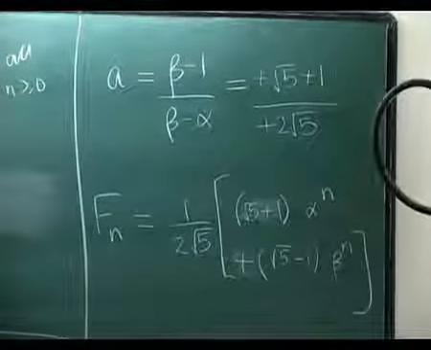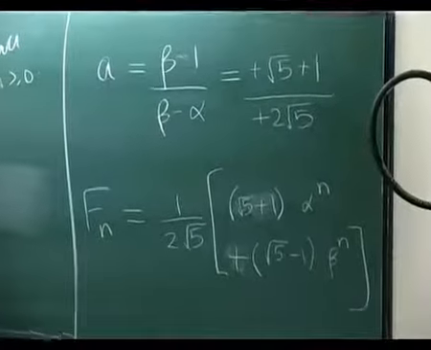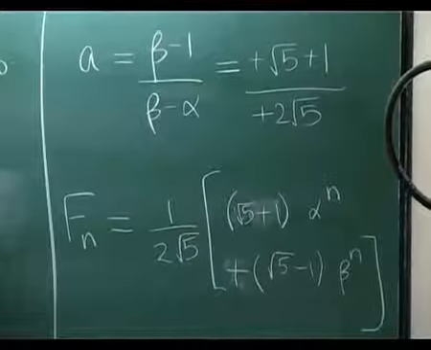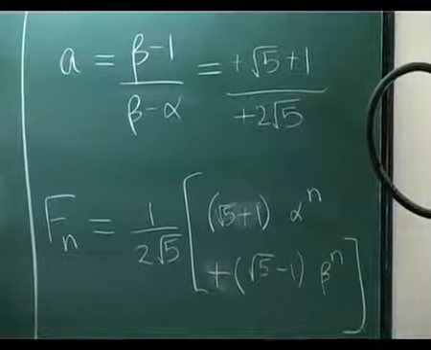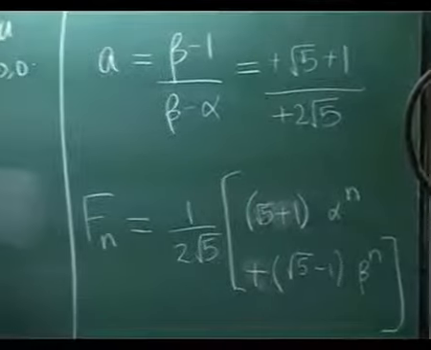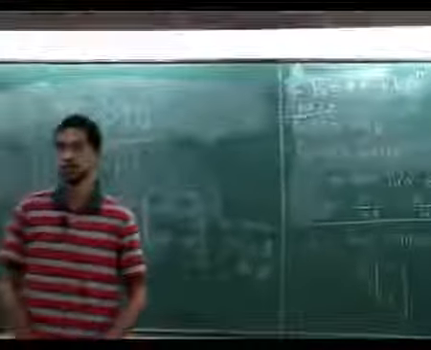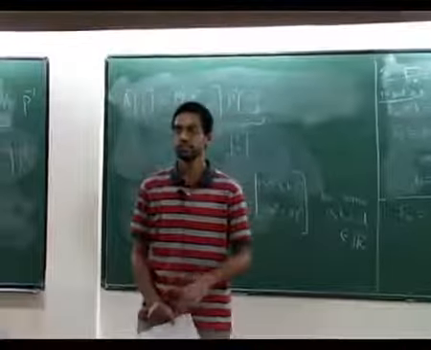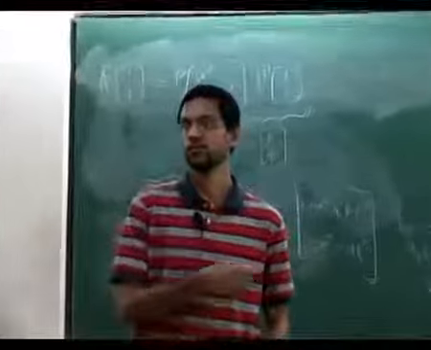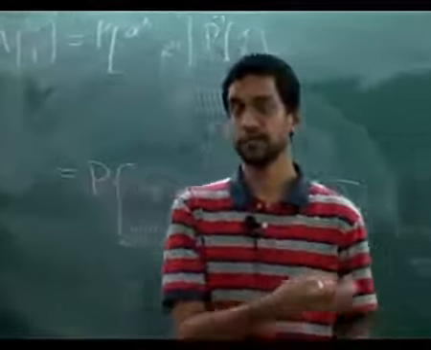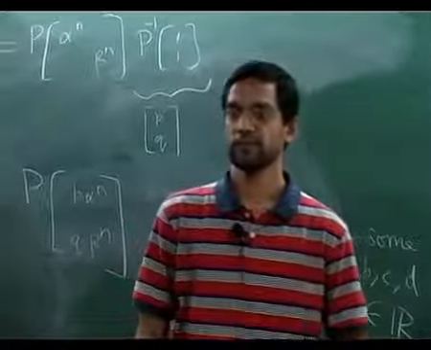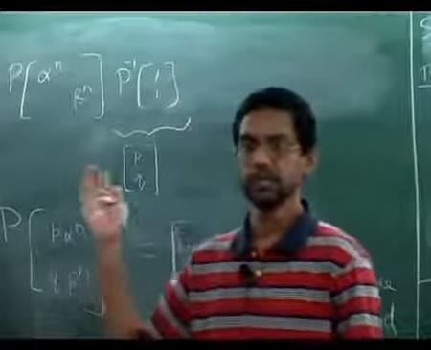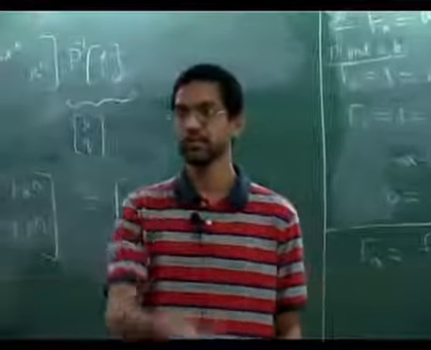Okay. So here's the formula for the nth Fibonacci number. It is 1 by 2 root 5 times (root 5 plus 1) into alpha power n plus (root 5 minus 1) into beta power n, where alpha and beta are those numbers, (1 plus root 5) by 2 and (1 minus root 5) by 2, right. So a priori, before you actually began this process, you could never have imagined that you will get such a formula for the nth Fibonacci number, because it seems to involve some root 5s, whereas it's all some nice integers, right. So that in itself is a very remarkable fact.